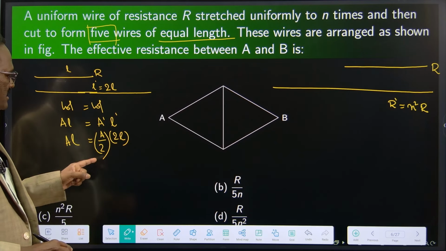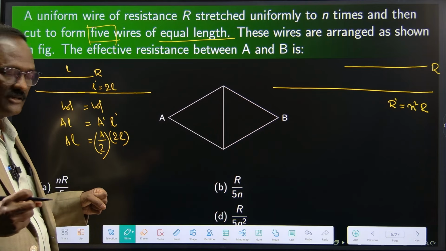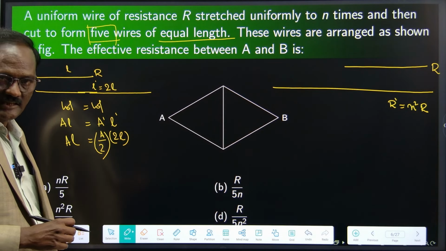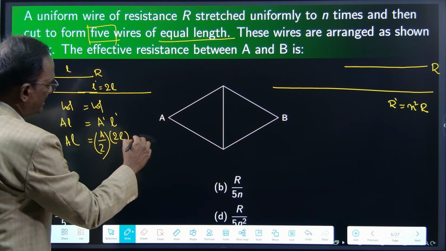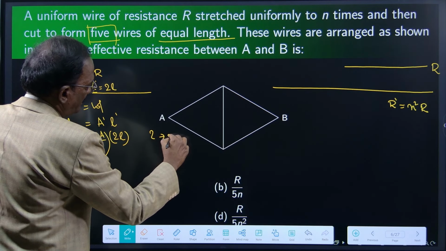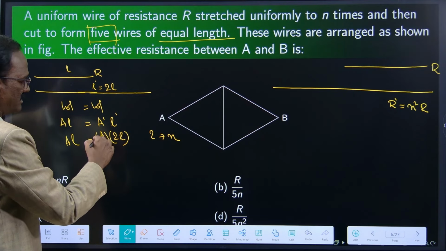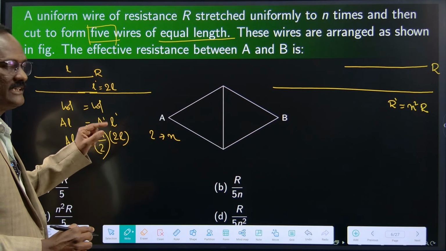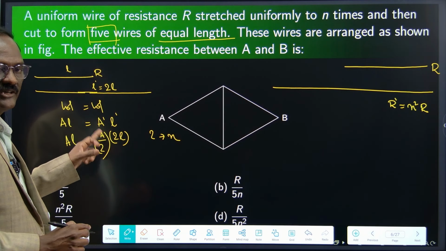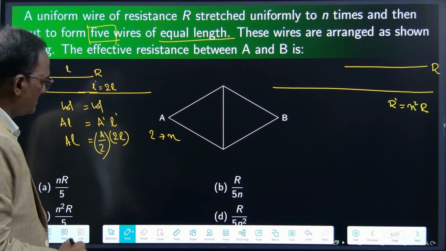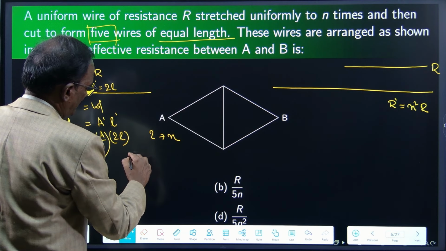So the new value is, when you stretch the wire double the times, its cross-sectional area will be coming down by the same number. If you do it for n times, instead of 2, if I have n, then this is A by n and it is n into L. If it is 3, A by 3 into 3L. If it is 4, A by 4 into 4L. That is the idea. Then you find the resistance value.